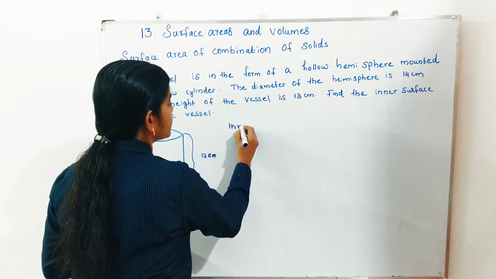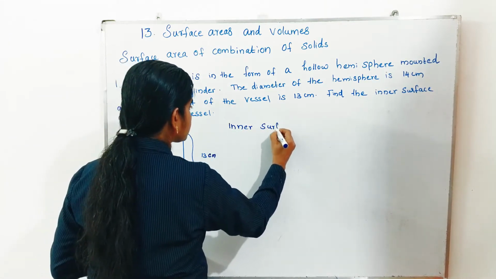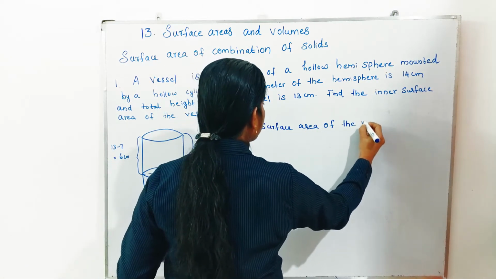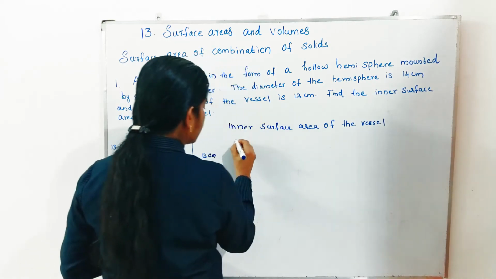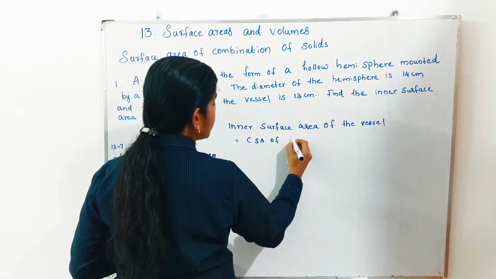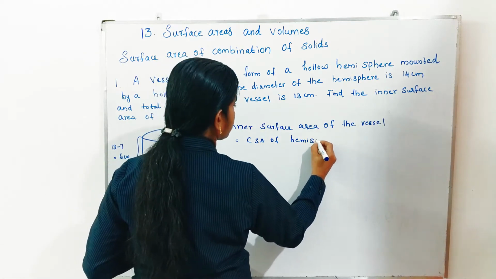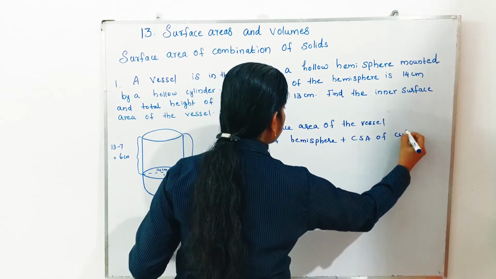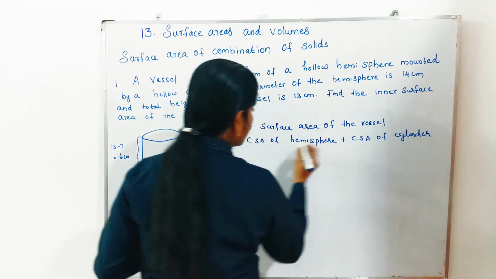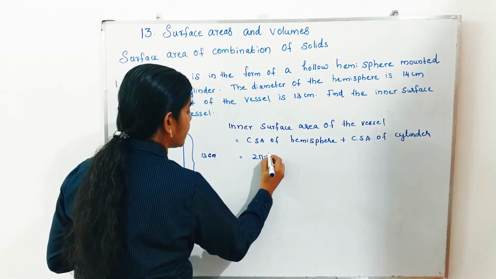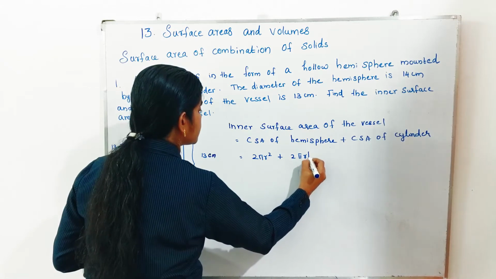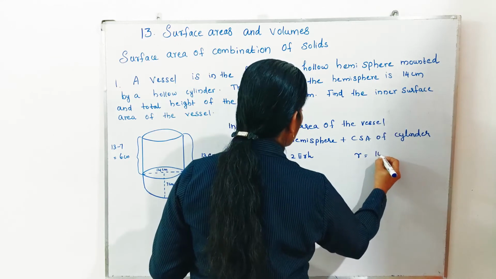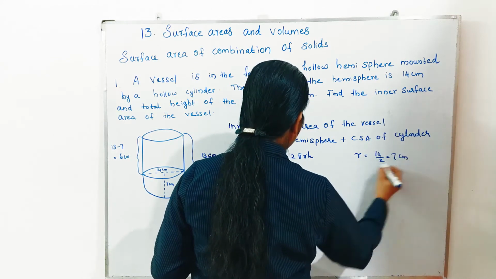So inner surface area of the vessel is equal to CSA of hemisphere plus CSA of cylinder. That is 2 pi r square plus 2 pi r h. Then what will be the value of r? r is equal to 14 by 2, that is equal to 7 centimeter.